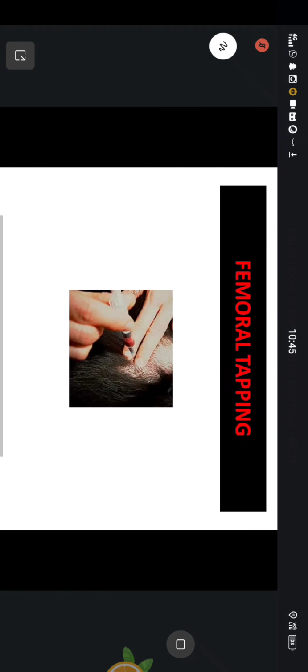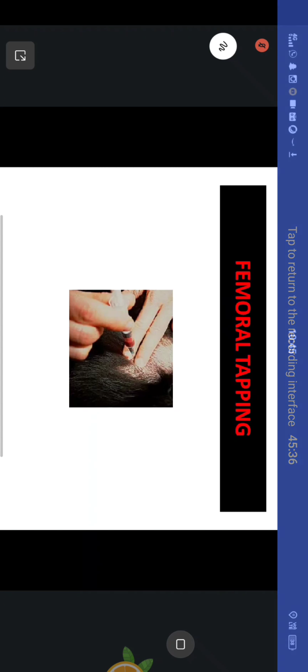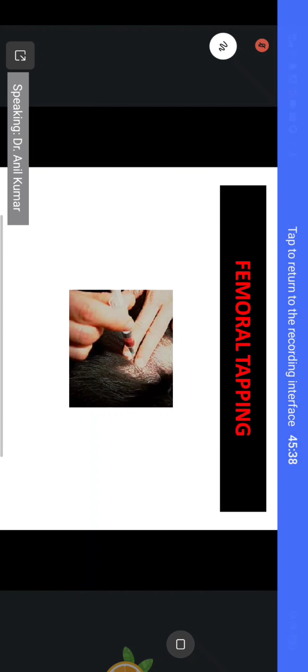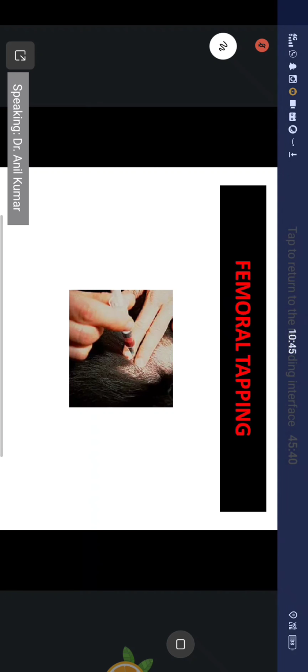Now coming to the applied anatomy of this region. Can anyone say the applied anatomy of this femoral triangle? Anyone? Of femoral tapping. Then I have focused the diagram next. What is femoral tapping? Anyone?